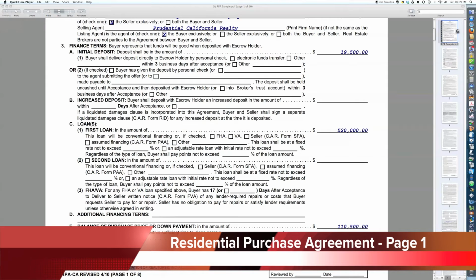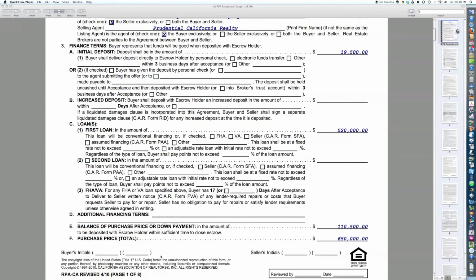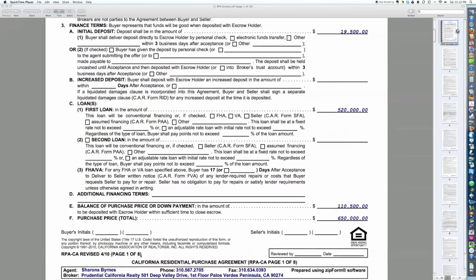If there are any other additional financing terms, they would be detailed here, and then the form automatically calculates the remainder. In this case, this would be the remainder of the 20% down, which totals to the purchase price. And then if this is all correct, the buyers would initial here on both of these pages, and that finishes up page 1.